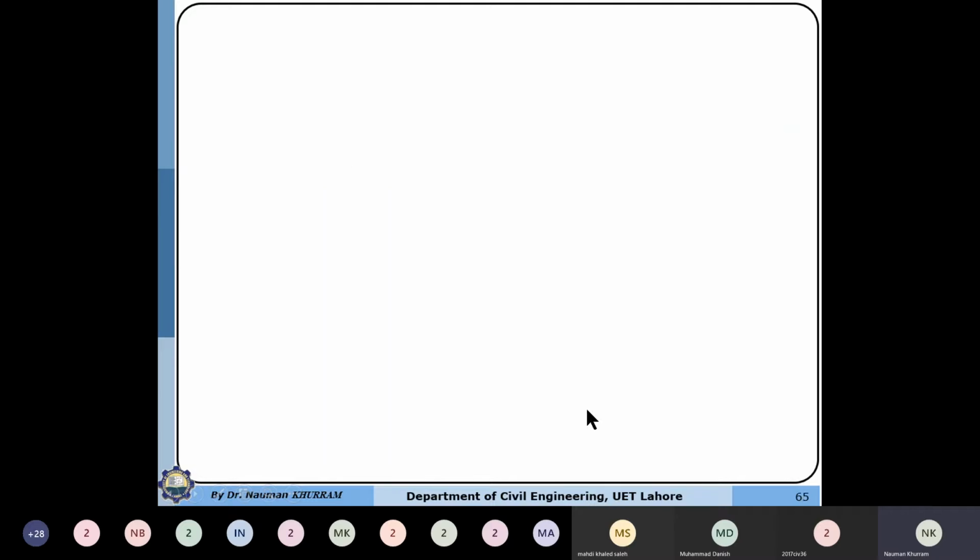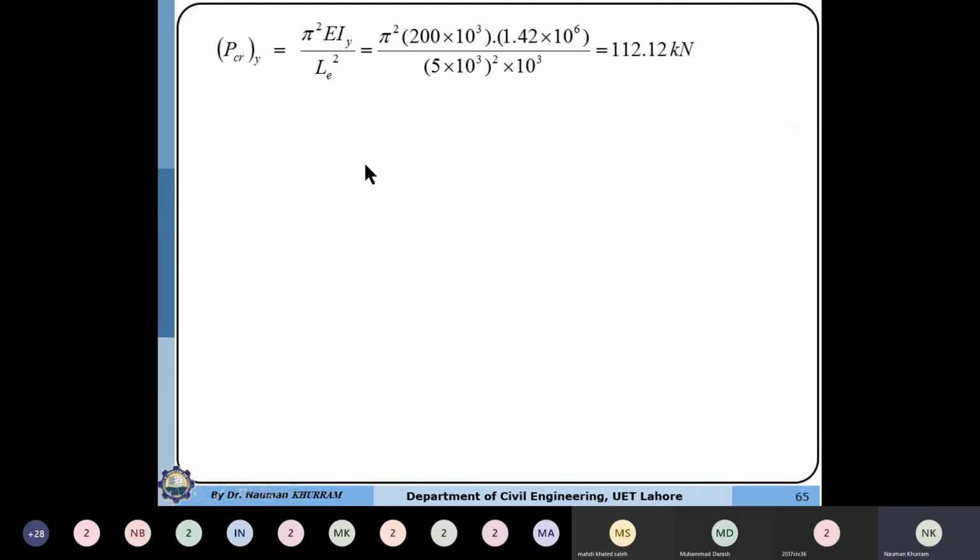So P critical we can determine about the y-axis, which is equal to 112.12 kilonewton. Note that I have used the effective length 5 meter and the Iy value, exponent 3 to convert this parameter into kilonewton.